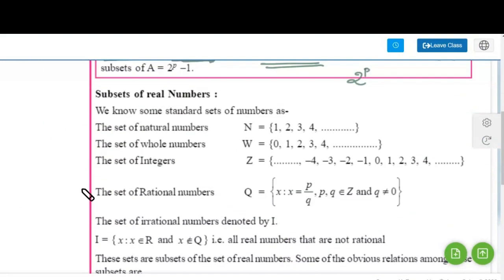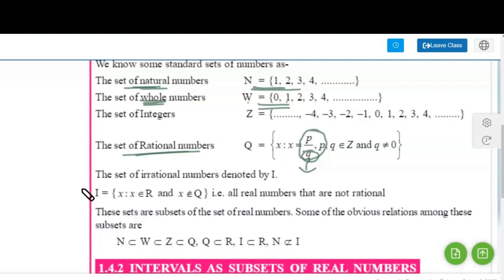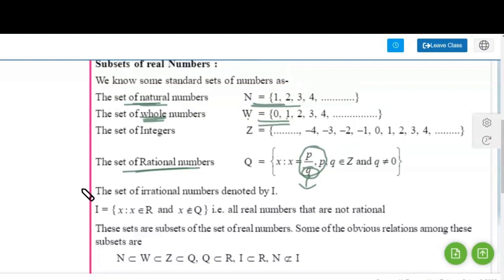The examples of natural numbers, whole numbers. Natural number always starts with 1, whole number always starts with 0 and goes till infinity. The only difference is whole number has 0, and the set of integers contains positive and negative numbers including 0, and rational numbers are in the form of p by q, where q is never 0. If it is 0, it's not defined, so q should not be 0. So those numbers are known as sets of rational numbers. Okay, by this your topic of subsets is done.